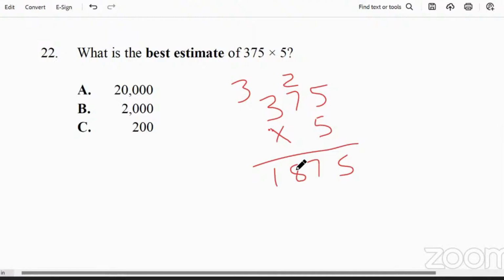Is it 20,000? No, that's way too much. Is it 2,000 or 200? This number is closest to 2,000, so that would be the best estimate, okay?